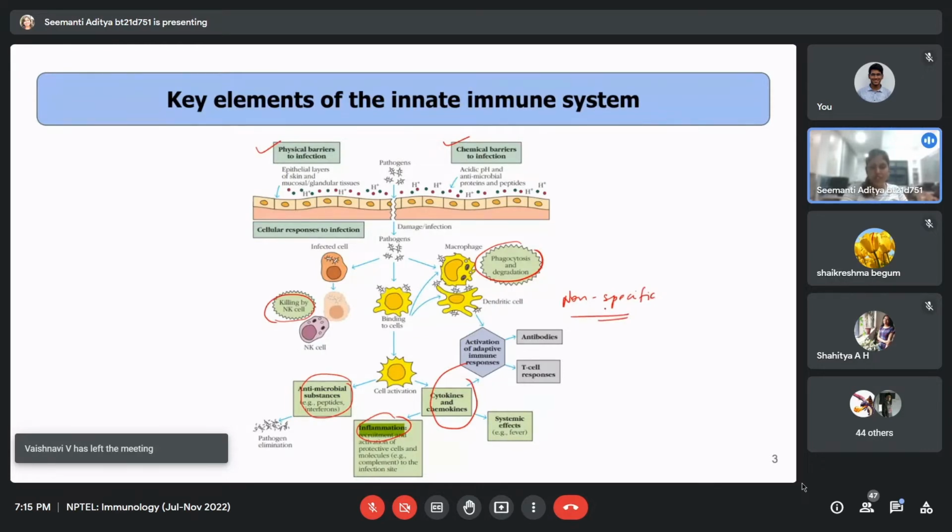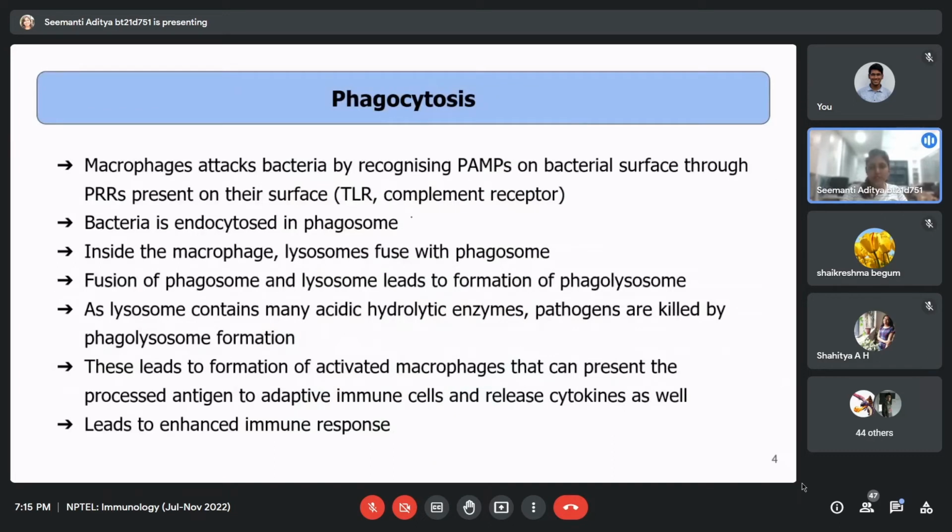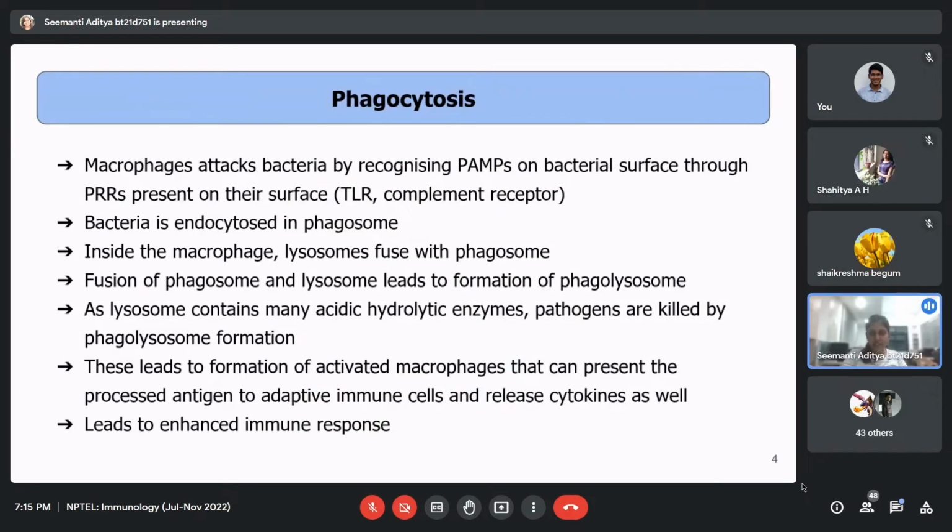In innate immune responses, a very important role is played by macrophages and dendritic cells. They carry out a process known as phagocytosis. So what is phagocytosis? Any bacteria or pathogen that enters our body will have on its surface some molecules known as PAMPs, or pathogen associated molecular patterns. These PAMPs are recognized by our immune cells like macrophages. They have on their surface what are known as PRRs, or pattern recognition receptors.